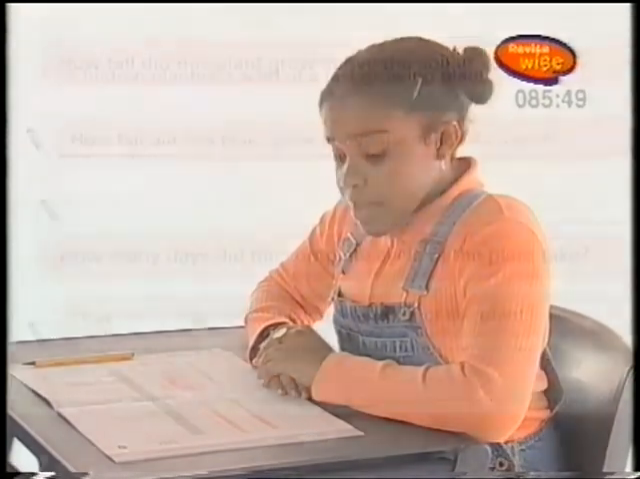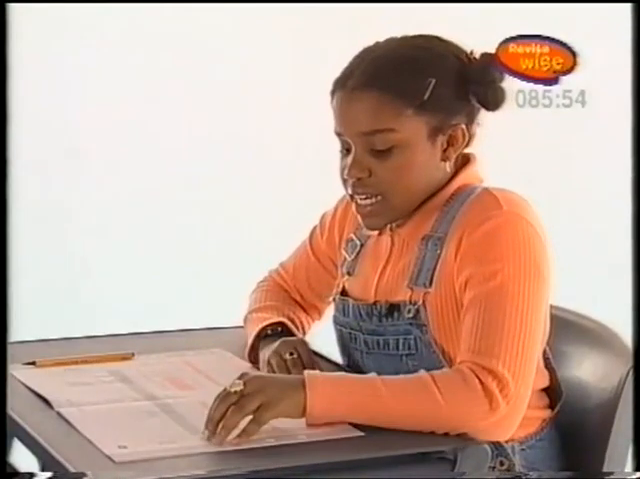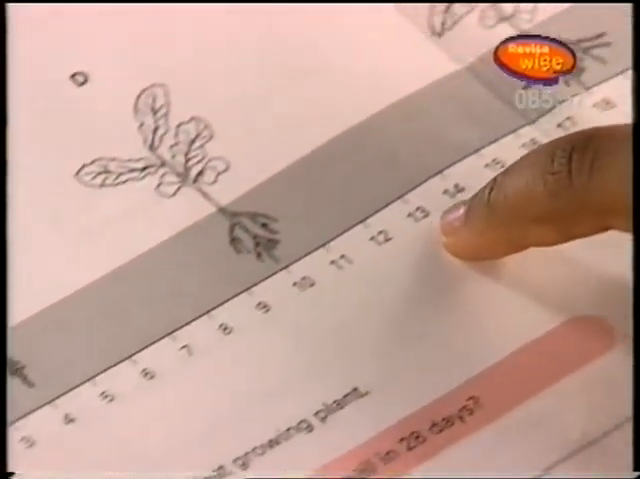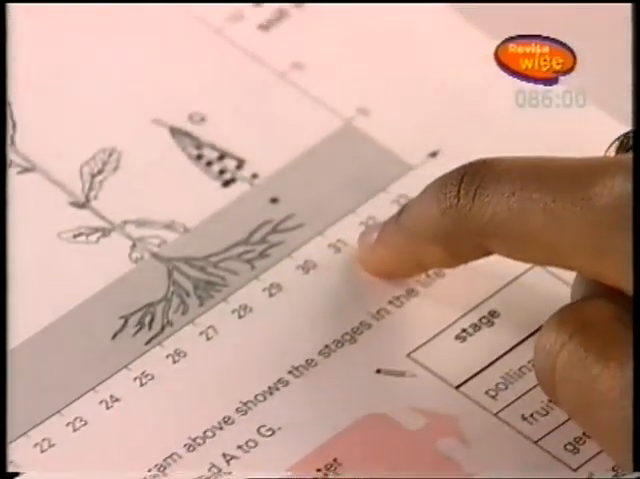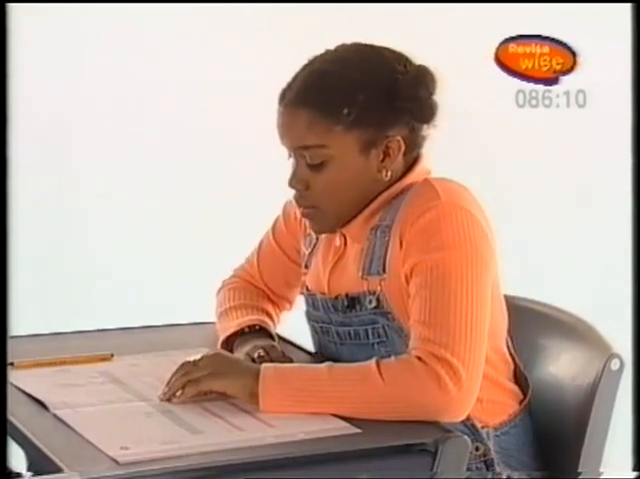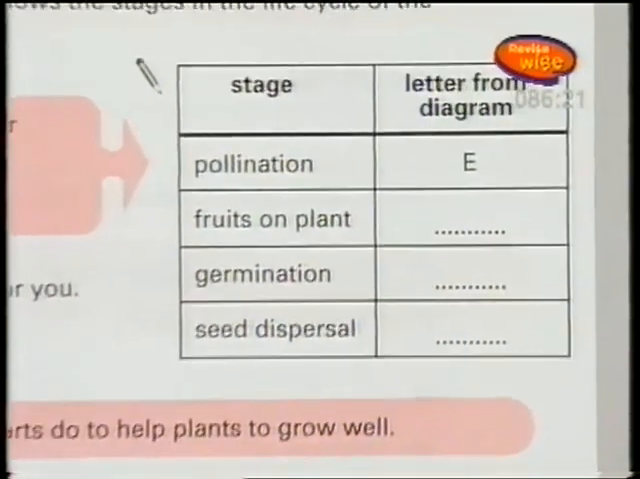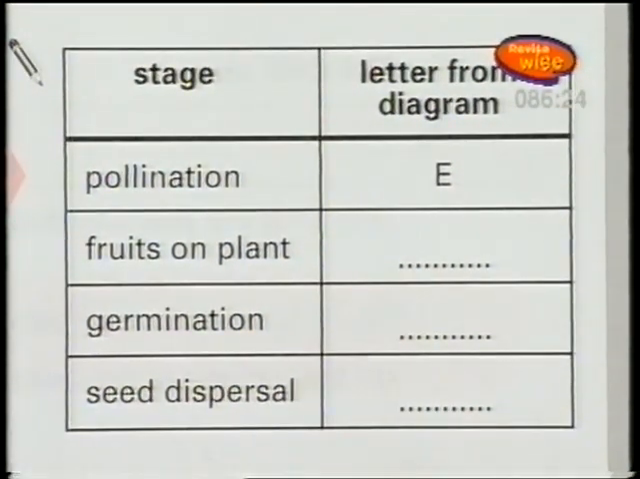OK. So how many days did the complete cycle of the plant take? Well, the plant cycle started with the seed and it took 31 days for that plant to produce the seed itself. Very good. And what about the next part of the question? The diagram above shows the stages in the life cycle of the plant, labelled A to G. Write the correct letter for each of the stages in the table. One has been done for you. Then it has a table which says pollination, fruits on plant, germination and seed dispersal.